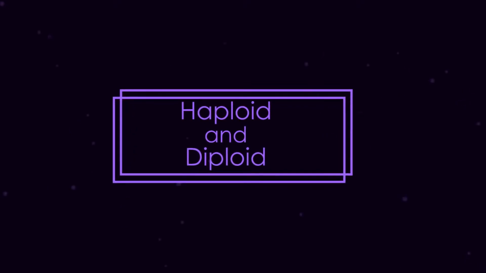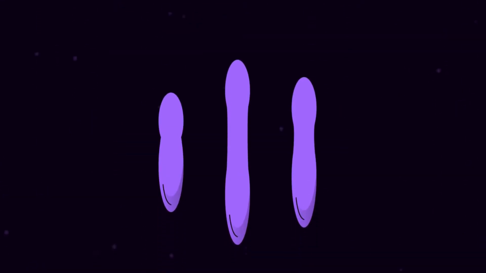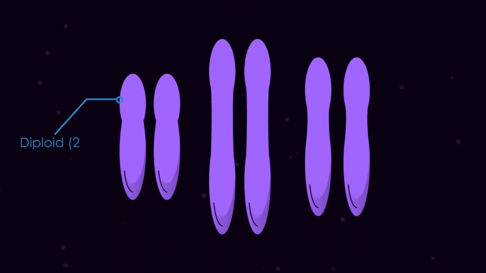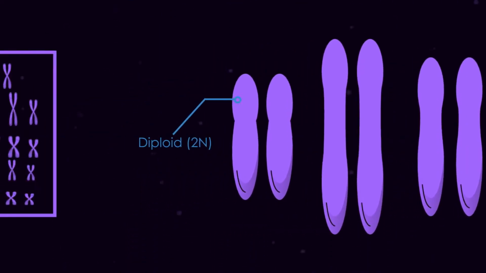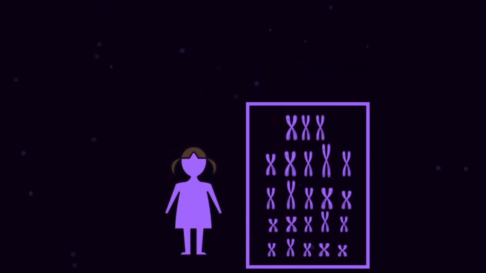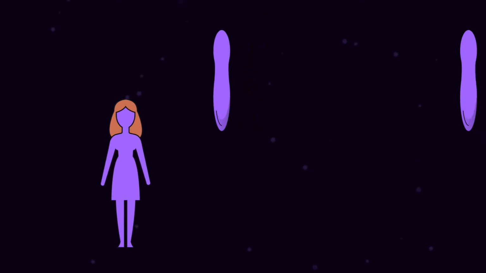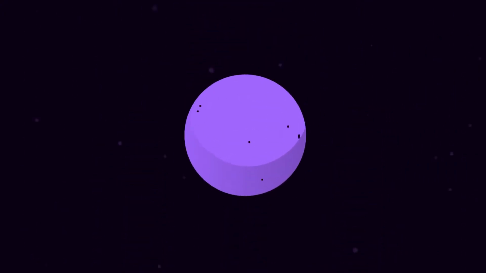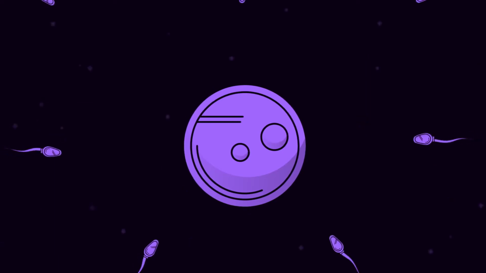And finally, what do haploid and diploid mean? Haploid cells have one set of chromosomes and are labeled as N. Diploid cells have two sets of chromosomes, 2N. Most cells are diploid, so in humans we have 23 pairs of chromosomes, one from our mother and one from our father. All of our cells are diploid other than the gametes, so the egg and sperm, which are haploid.